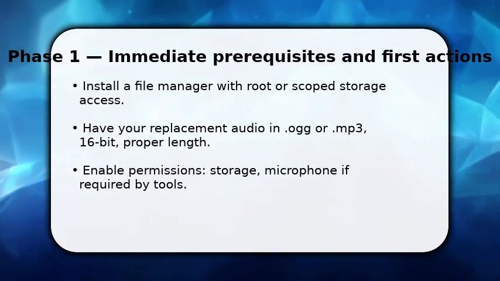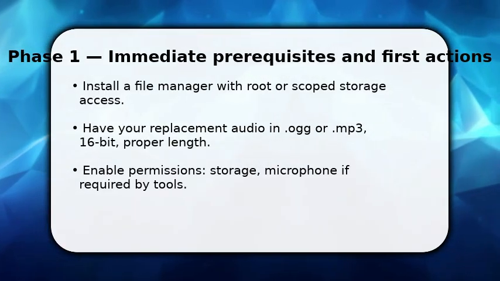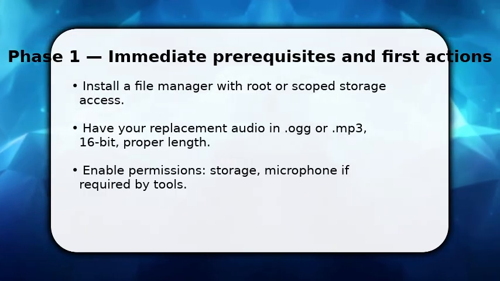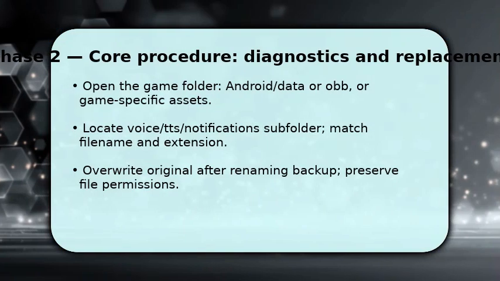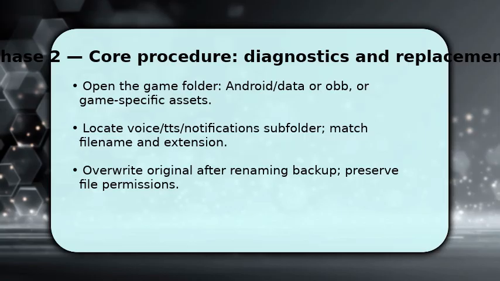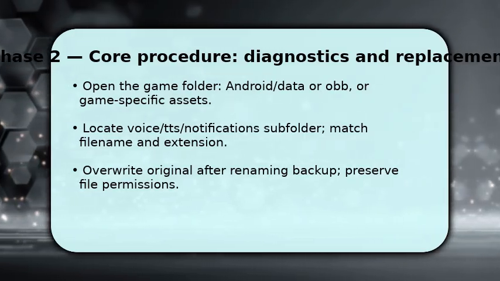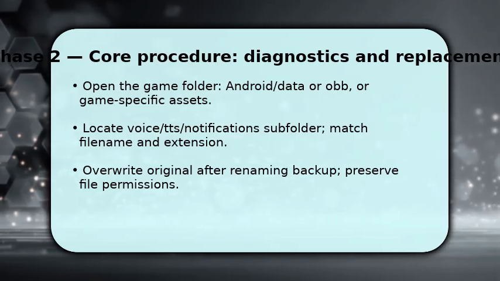You're acting now, don't pause to tweak volume yet. Prepare a backup copy of the original file so you can restore it if the change fails. Now navigate into the game's data structure to the voice or assets folder where the system message is live. You must match the file name exactly, case sensitive, so rename your file to that name before swapping.